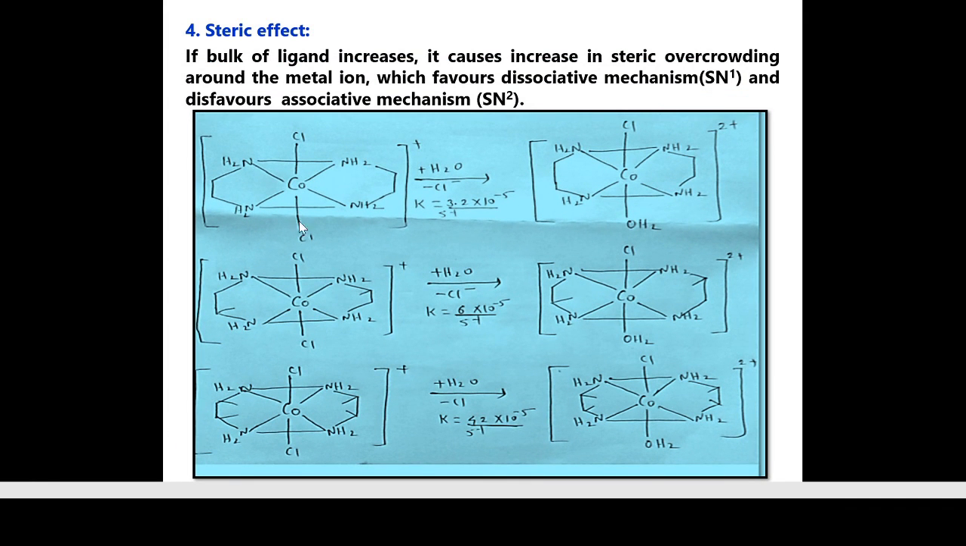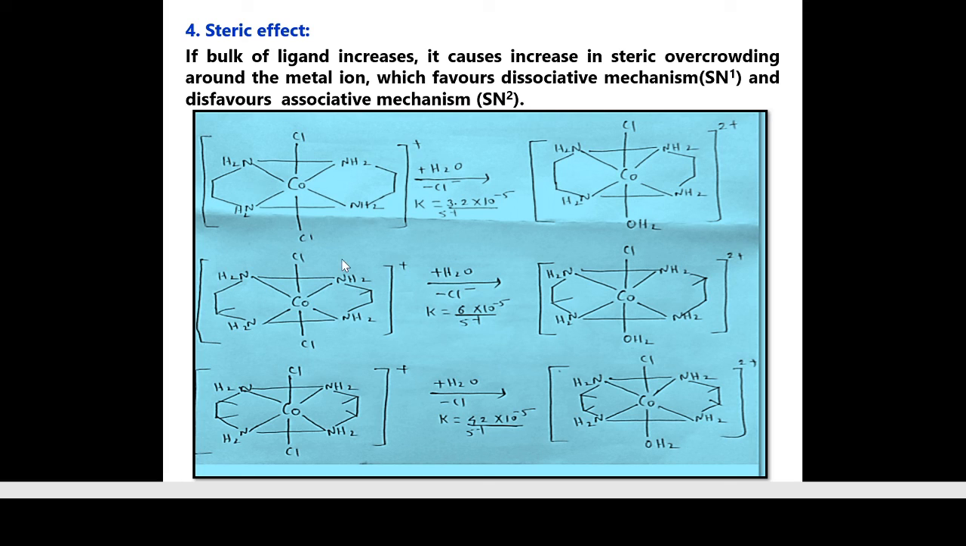See, students, these are the three examples. As we know, as the steric effect increases around the central metal ion, the central metal ion tries to relieve itself by dissociating something. Okay, so let's see. This is the first example, where the rate of reaction is 3.2 × 10^-5 per second. This is another example where the rate is 6 × 10^-5 per second, and this is the last example where the rate is 42 × 10^-5 per second.